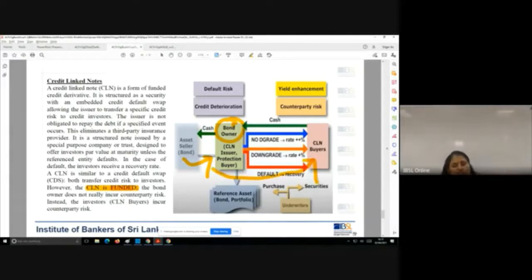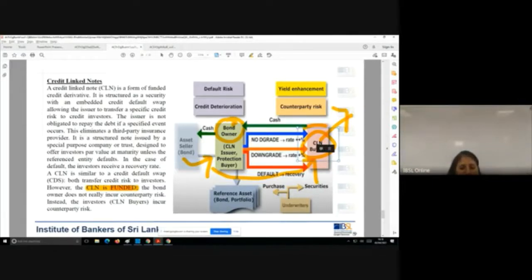Okay. If the CLN buyer wants, then the buyer can get a CDS. But other than that, the bond owner doesn't need to get any CDS. Okay. That's how a credit linked note works. They are able to transfer the credit risk and get the money upfront. Now the credit risk is with the CLN buyer. Now let's say when these people issue the security, then the CLN buyer could approach or get a CDS to cover the credit risk.